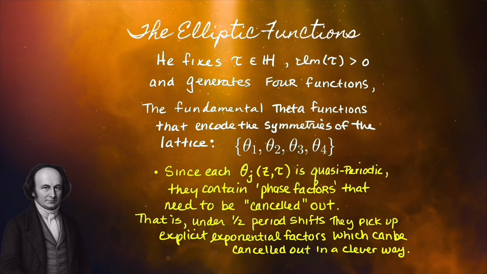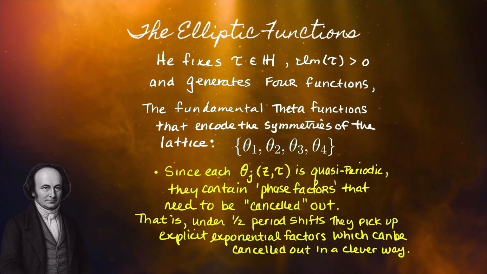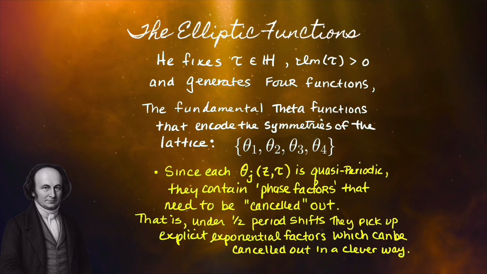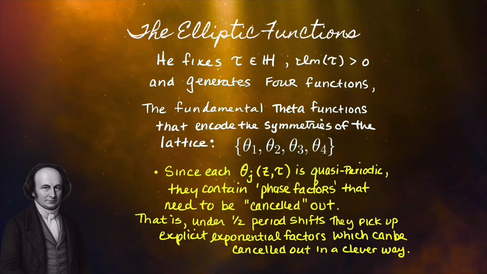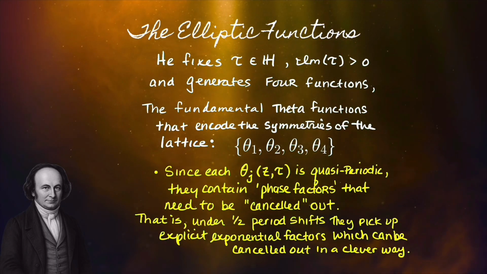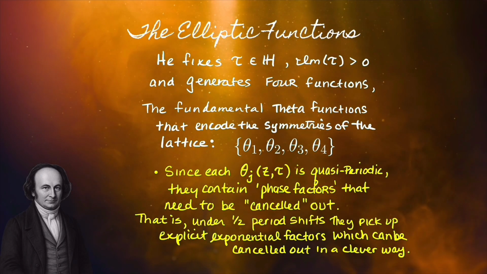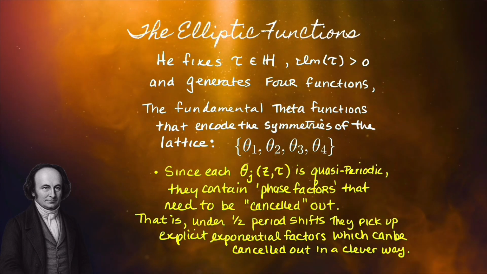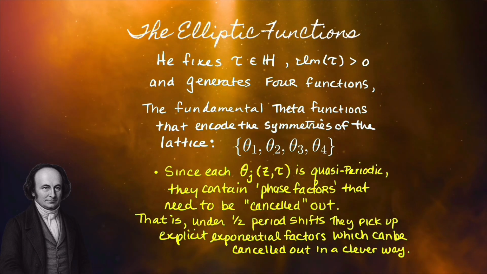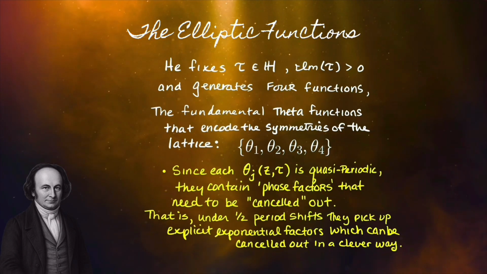So he fixes tau in the upper half plane and generates 4 functions, theta 1, 2, 3, and 4. Each of these is quasi-periodic, meaning that they contain phase factors that need to, in his opinion, be cancelled out. That is, under these half-period shifts, they pick up explicit exponential factors, which he knows can be cancelled out in a clever way. So what he decides to do is create ratios of these particular functions. Ratios that would explicitly cancel out exponential factors that are picked up.